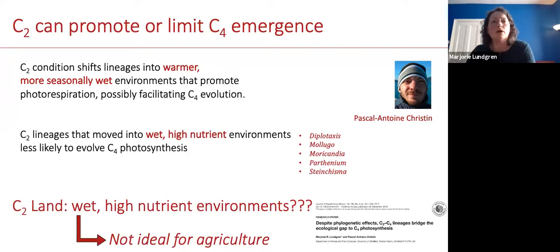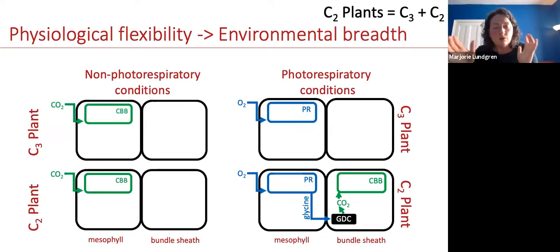Okay, so that ecological breadth also comes down to this physiological flexibility. And this is something I alluded to earlier, how under non-photorespiratory conditions, C2 plants are going to look just like a C3 plant, right? There's no photorespiration. They're just doing Calvin cycle in the mesophyll. And under photorespiratory conditions, that's when it kicks in. That's when you start getting this more efficient C2 cycle running and recycling that photorespiratory CO2.